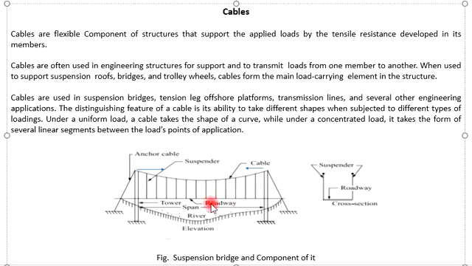Okay, if it is a UDL, or you can say suspenders are placed closely, then it will gain this kind of shape, a parabolic shape. And if the suspenders are placed at a larger distance, then you will have individual segments. It will not be in a parabolic form. So now I'm going to show you one figure which will show you how the cables of suspension bridges are made.